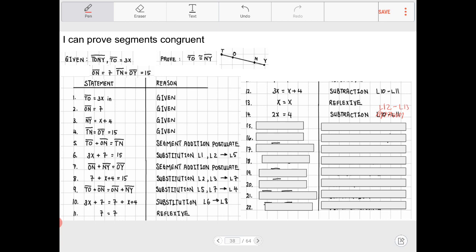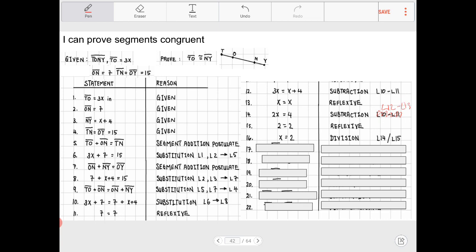And then we are going to be dividing both sides by 2, right? So we say 2 is equal to 2 for reflexive, and we're going to take, again, lines 14 and 15 and divide them together. We get x is equal to 2. So this is 12 minus 13.